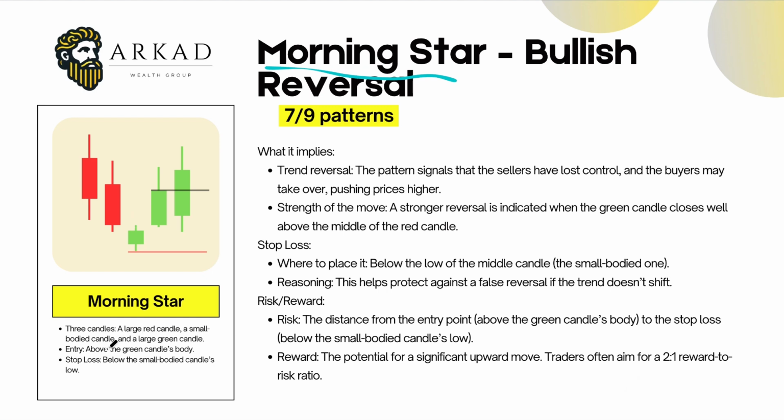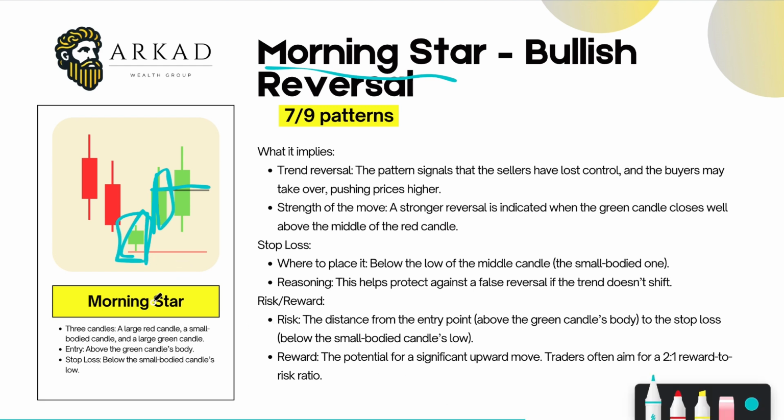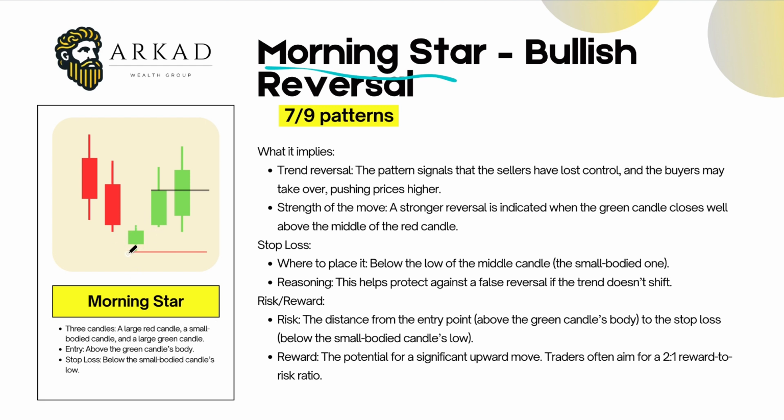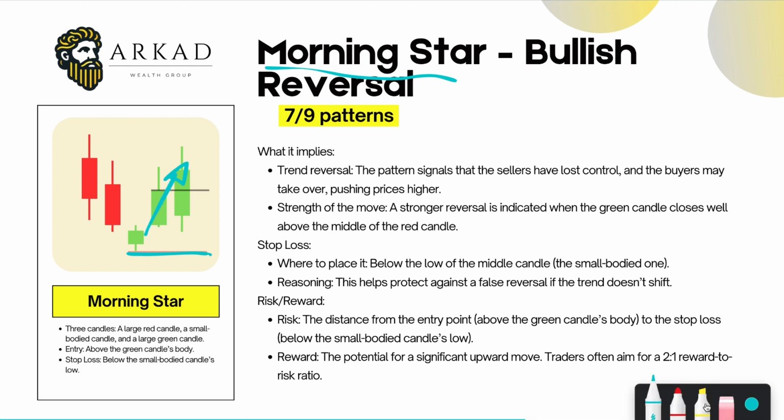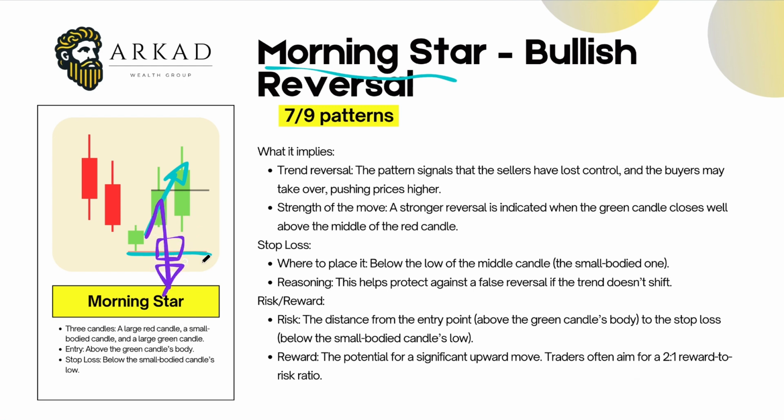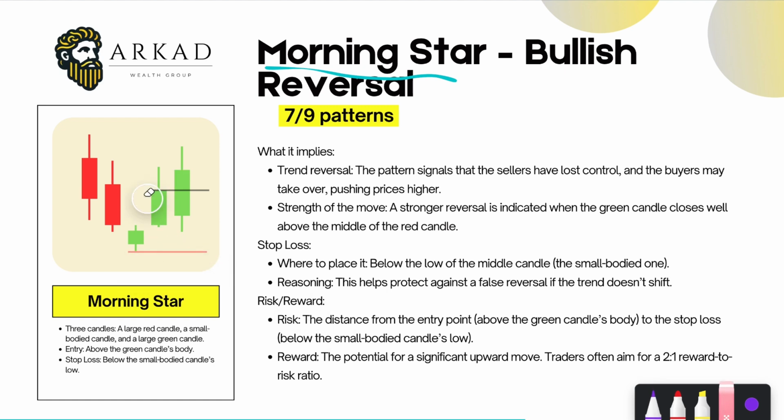3 candles: a large red candle, a small bodied candle, and a large green candle. Entry above the green candle's body. So you can have your entry right here or anywhere along this green candle. But just make sure you notice that there's a morning star occurring. So an uptrend might happen in the market. The stop loss, the small body candle's low. So this candle right here, at the very low, the wick, that is your stop loss. So if you do options, you do a call, and you think it's going to go up. However, it ends up going down, so it goes like this, but then your stop loss is supposed to hit right at this spot in order for you to not lose even more money.